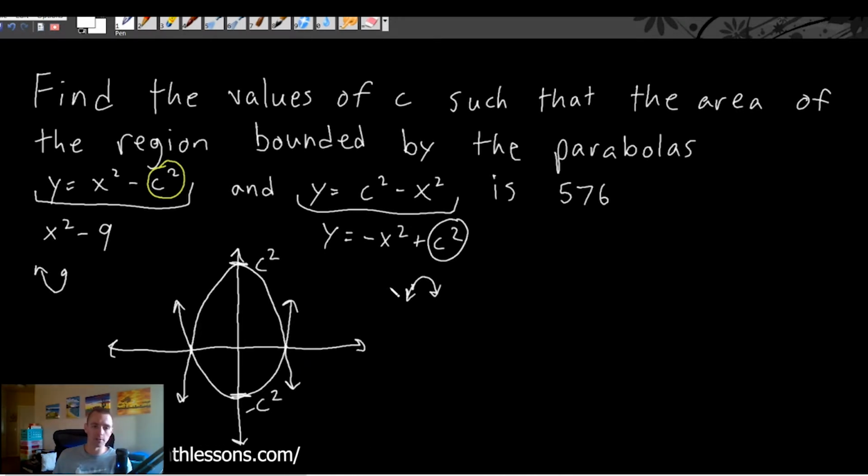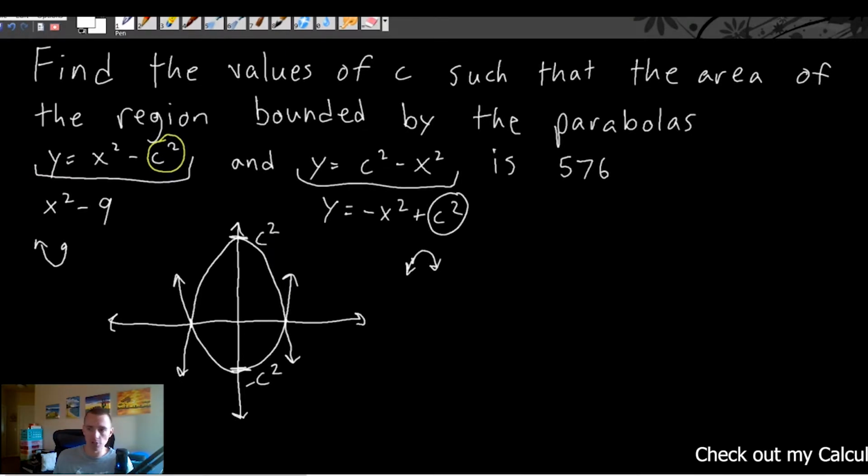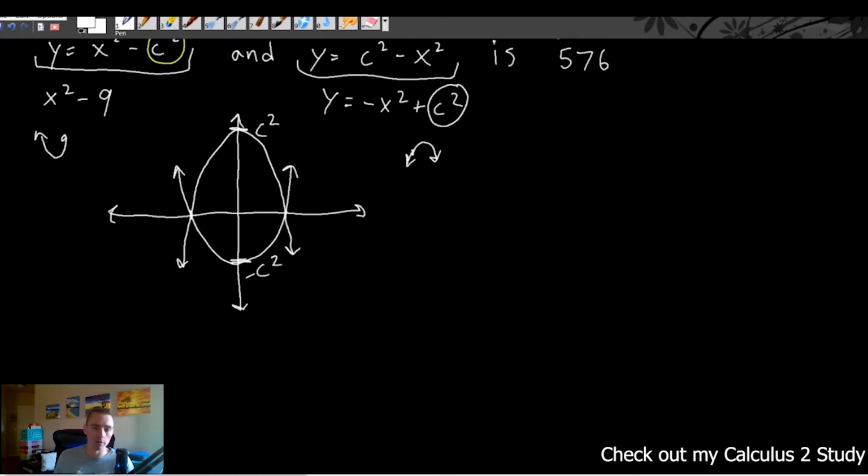The question obviously is, how do we find the area between these two functions if we don't know what c squared is or what c is? Well, let's start with the formula for the area between two curves. And like I said, this is one of the formulas that's on my integral calculus cheat sheet. There's a link down in the description or in the pinned comment below.